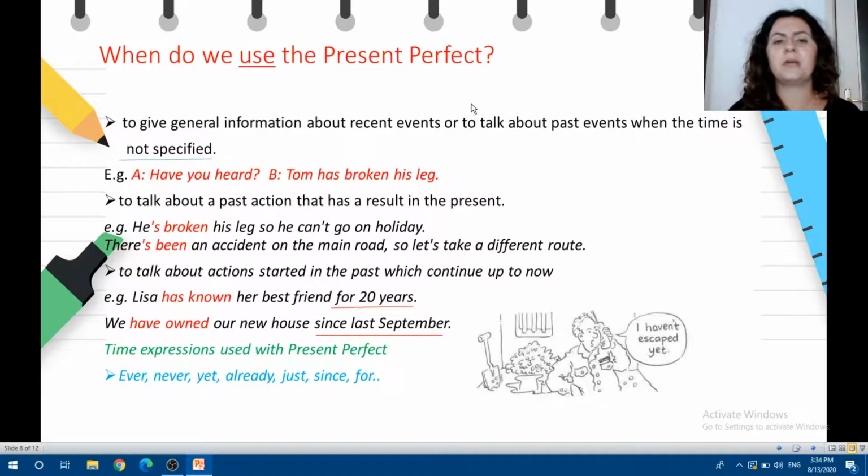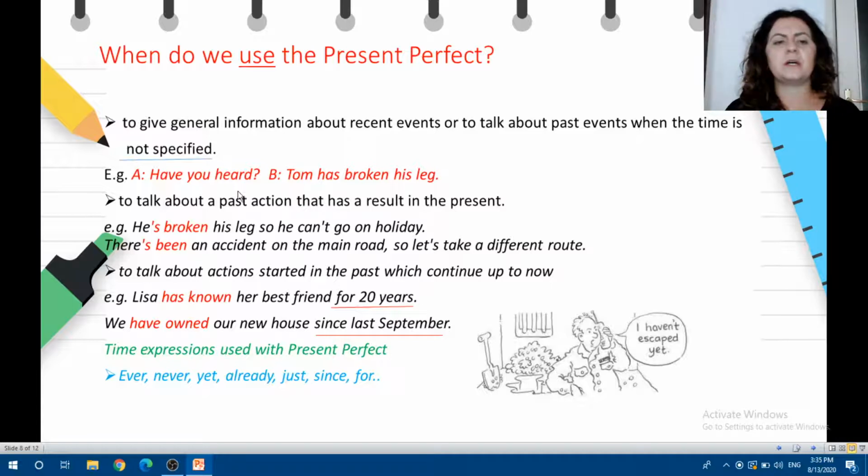What about the present perfect tense? When do we use the present perfect tense? I'm sure that you all know that we use the present perfect tense to give general information about recent events or to talk about past events when the time is not specified. Look at this example. Have you heard? Tom has broken his leg.